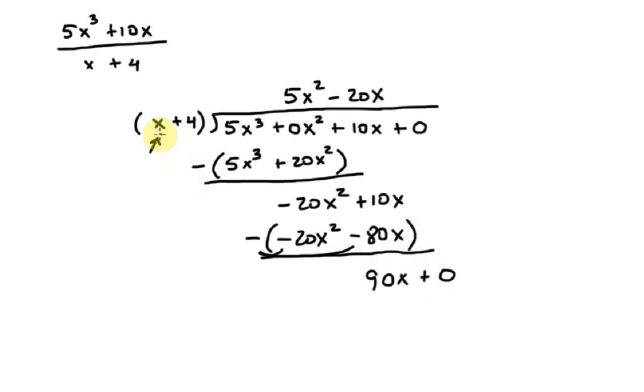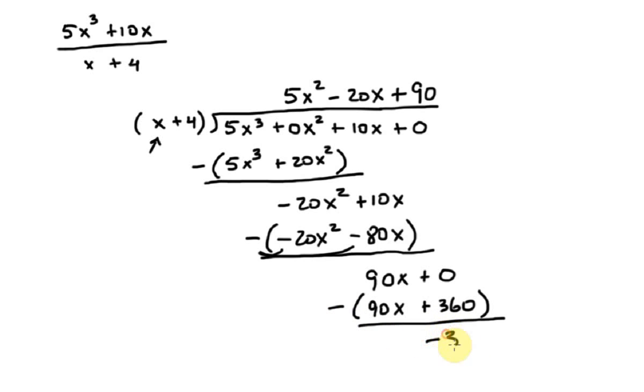So now I got to look at the x and say x times what makes 90x? Well, that would be plus 90. Okay. So now I go 90 times x, that's 90x's. And I have 90 times 4, which is positive 360. Brackets and subtract. And let's see what we have now. So 90x minus 90x is gone. And 0 minus 360 is negative 360.